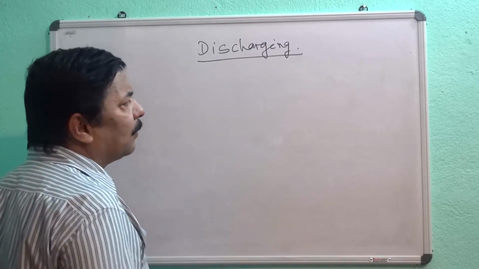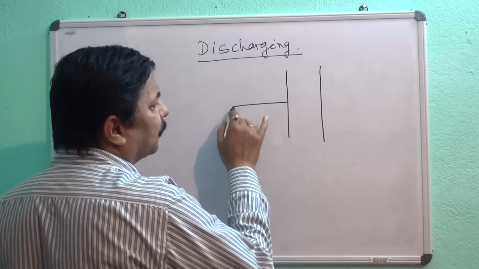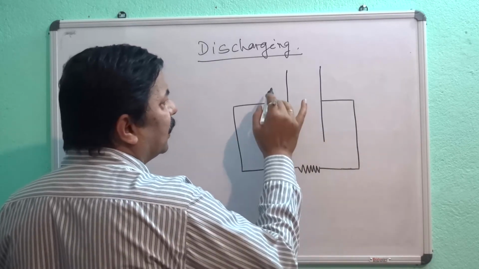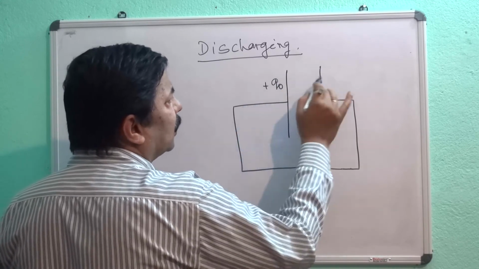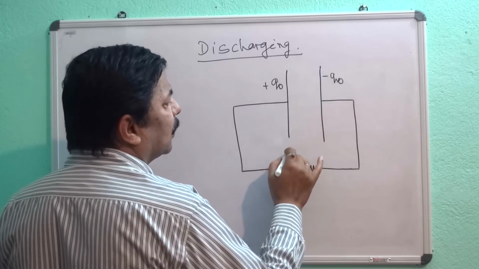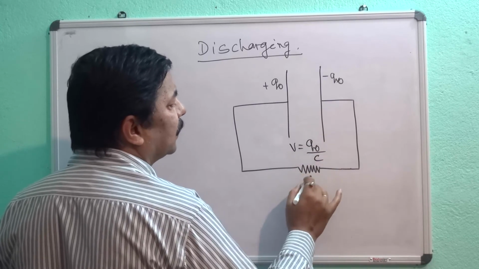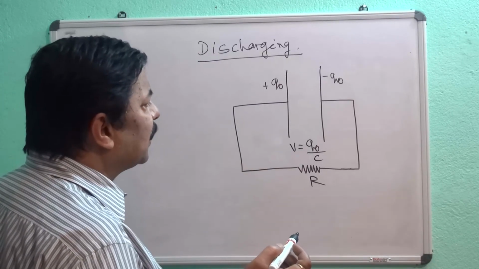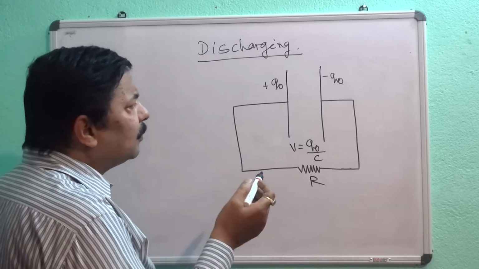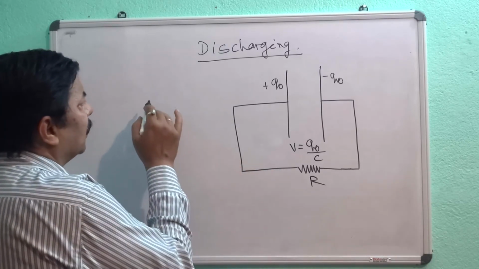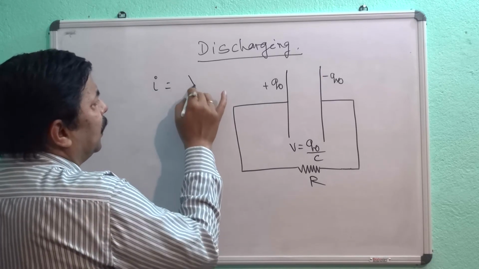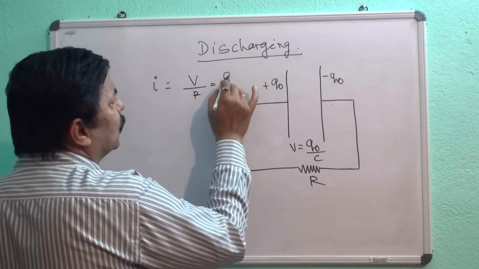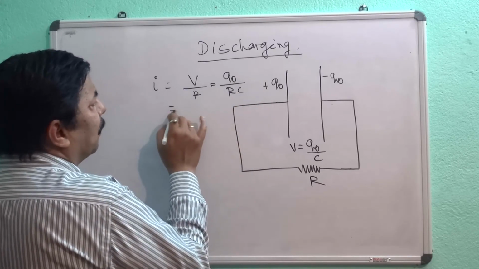In the discharging process, initially the capacitor is fully charged, and we use a resistor. Here it is plus Q0, here minus Q0, potential difference V equals Q0 by C, and this is R, and the capacitor is discharging. The initial current I will be V by R, that is Q0 by RC. This is your maximum current at t equals 0.